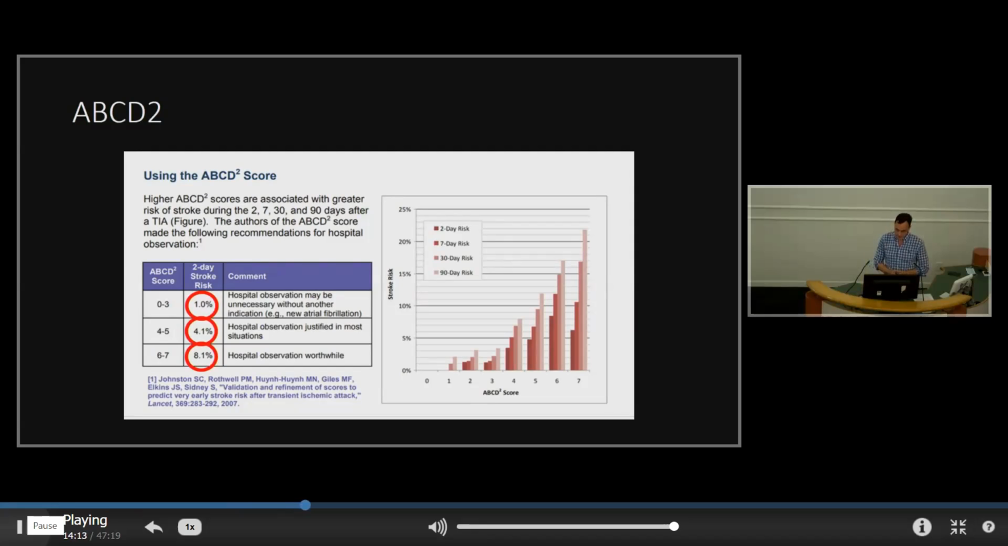So definitely admit the 6s and 7s. The 4s and 5s, I would admit too, because it's a very short workup for a TIA. It's a 24-hour workup, really, if the treating team knows what to do. And I think you'll probably save a few strokes from coming in if you manage things this way, and it's very simple.